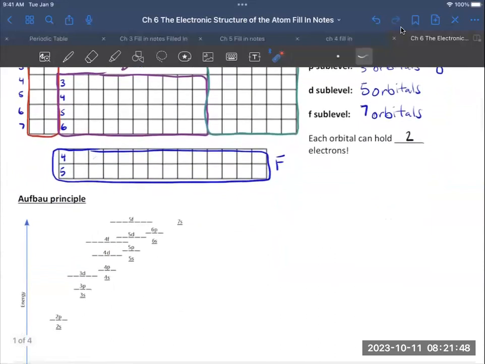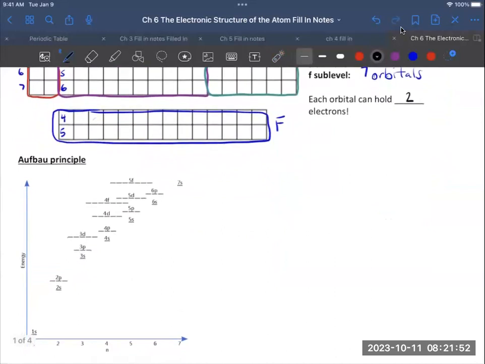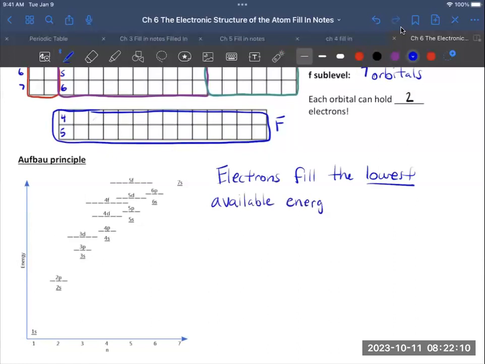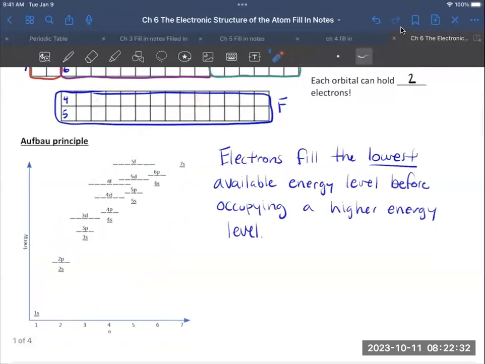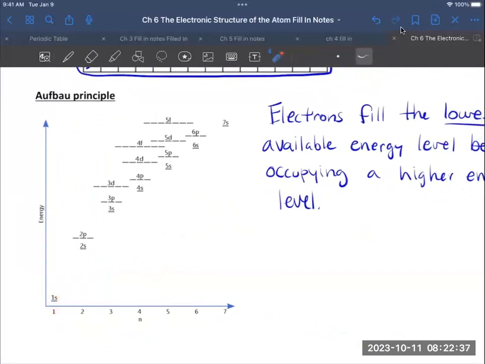Okay, let's see. Another thing that might come up that you might need to know is something called the Aufbau principle. And the Aufbau principle states that electrons fill the lowest available energy level before occupying a higher energy level. And this is a nice little graph of the different energies that each level has. So the 1s is going to be the lowest energy, followed by the 2s, followed by the 2p. And after 2p, we get 3s, and then 3p, and then 4s, and then 3d. So if you guys notice, the 3d energy level is actually higher in energy than the 4s.